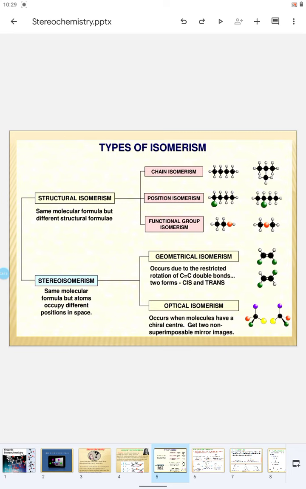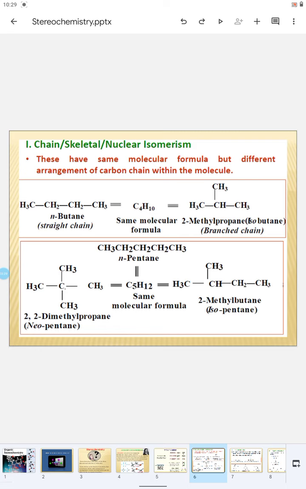One is chain isomers, which differ in the connectivity, that is the carbon skeleton, and differ in their physical as well as chemical properties. For example, n-butane and 2-methylpropane.